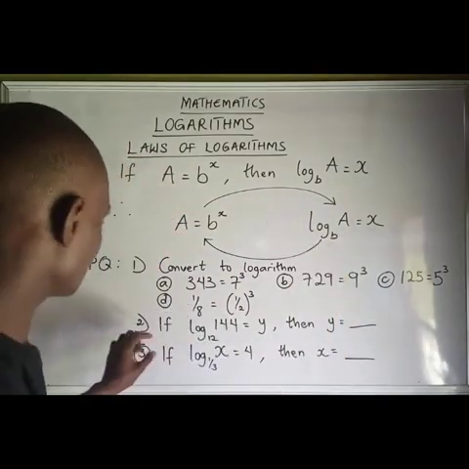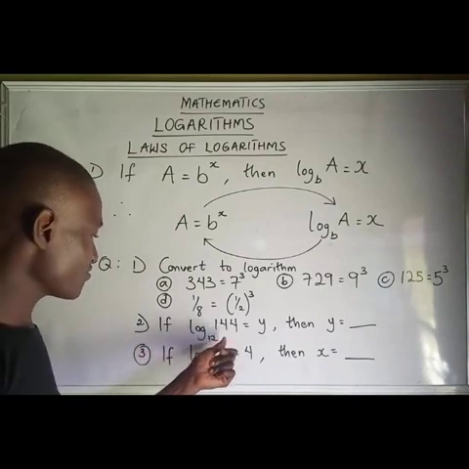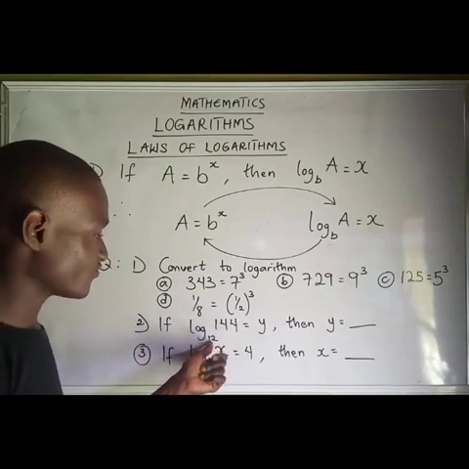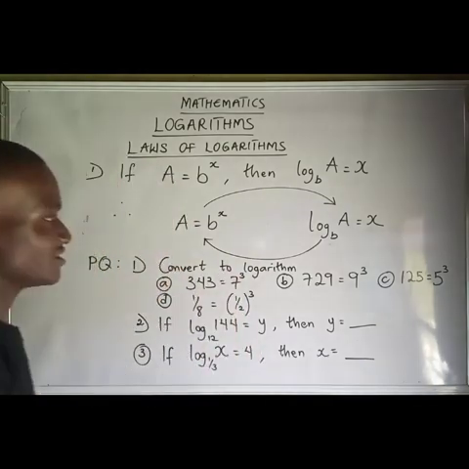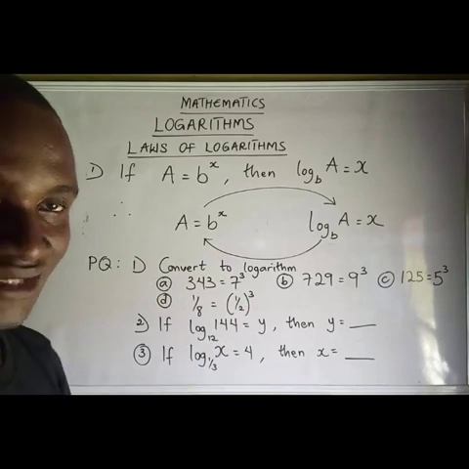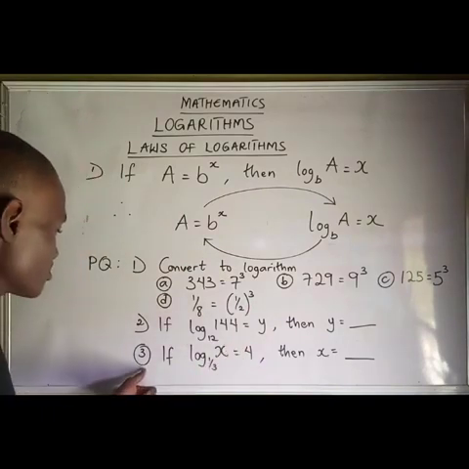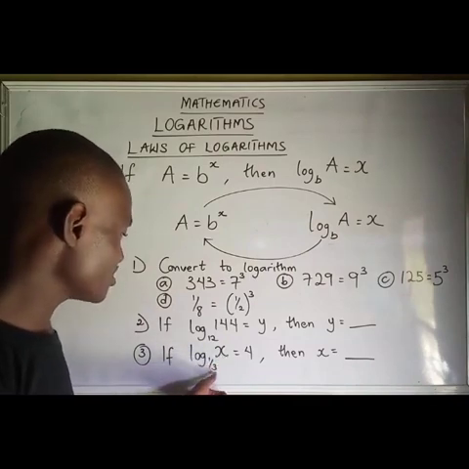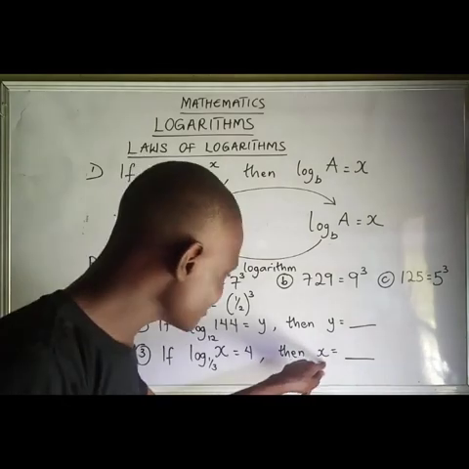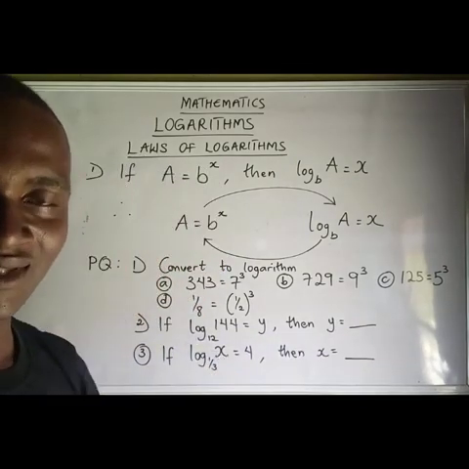Now, the second question is, if you have the logarithm of 144 to the base of 12 equals y, then what is this number going to be? We have answered a question like that in the examples, so I would like you to get what y is. Then question 3: if the logarithm of x to the base of 1 over 3 is 4, then what is x itself? This number, what is it standing for? I would like you to find what that is.